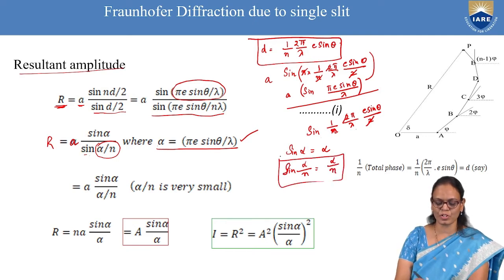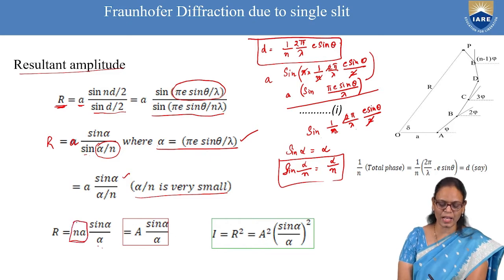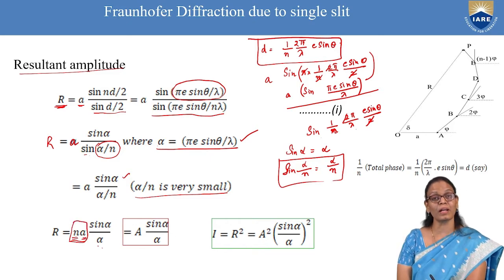So we are going to substitute this. Since α/n is very small, if we substitute and take it up, we write it as nA sin α upon α. nA is what? A is the amplitude of each wave, n for n number of waves. So let us substitute capital A equal to nA, the resultant amplitude. So I can write capital R is equal to A sin α by α.